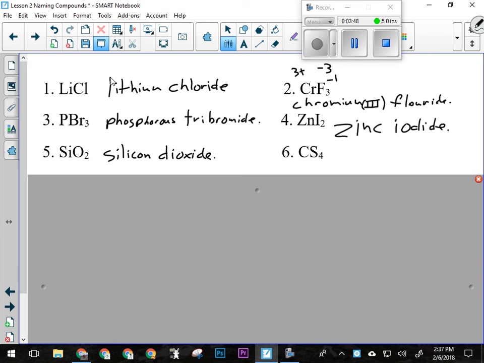All right, and then we have number 6. We've got carbon with sulfur. Both are non-metals because they're on the right-hand side of the staircase. There's only one carbon, so it doesn't get a prefix. And then there's 4 sulfurs, so that would be carbon tetrasulfide.